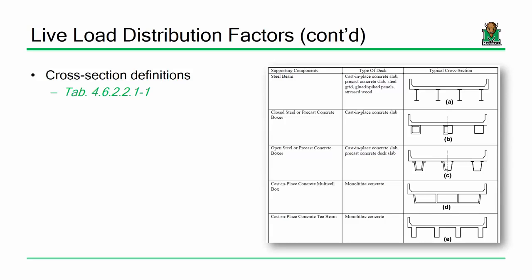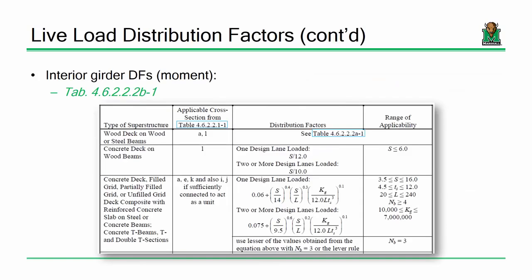So one of the first things that this section dictates is the different types of cross-sections that are applicable. We're obviously dealing with cross-section A, a composite steel beam. But you could be dealing with open steel or precast concrete boxes, maybe a cast-in-place concrete multi-cell box, maybe a cast-in-place concrete T-beam bridge. Depending upon what cross-section you're dealing with, go to the table and then, okay, if I'm dealing with cross-section A, cross-section E, whatever, here's my distribution factors. Okay? Make sense? Everybody good on that?